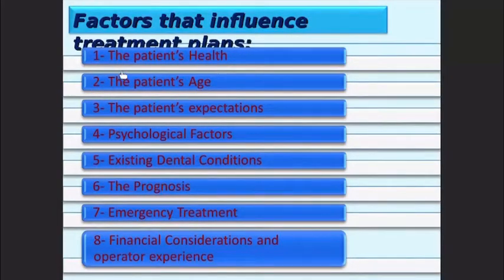Similarly, there are seven more factors which I'm going to discuss one by one as I go through the slides. The second one is the patient's age. The third one, patient's expectations, psychological factors, existing dental conditions, the prognosis, emergency treatment, financial considerations, and operator experience. See, this is also important. Financial considerations: in private clinics they charge money, so maybe some patients will not be able to afford it, and the operator experience also will matter. I'll discuss all these things as I go through the slides.